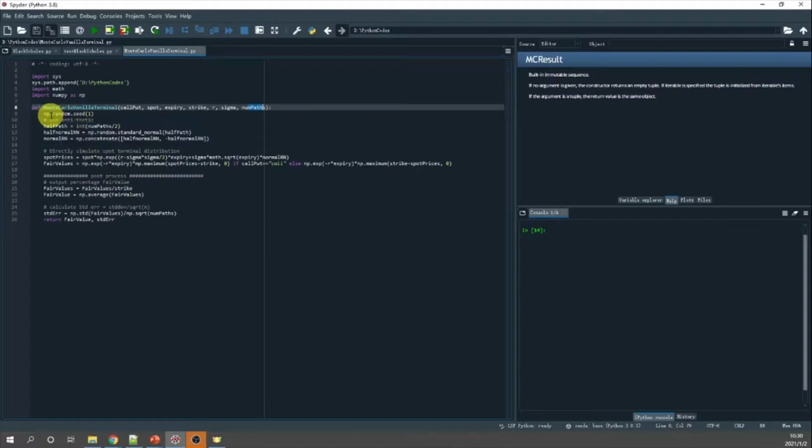What I'm doing in this function is, initially I generate the random numbers, which are number of paths of them. But I'm generating the random numbers using antithetic, which means I'm generating the first half by directly calling the random number generator, but for the second half, I directly use the negative of the first half.